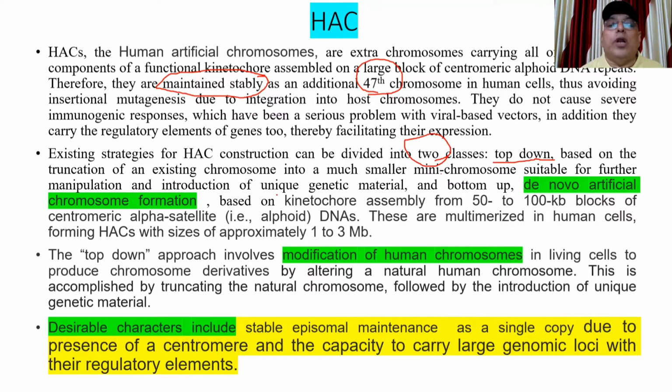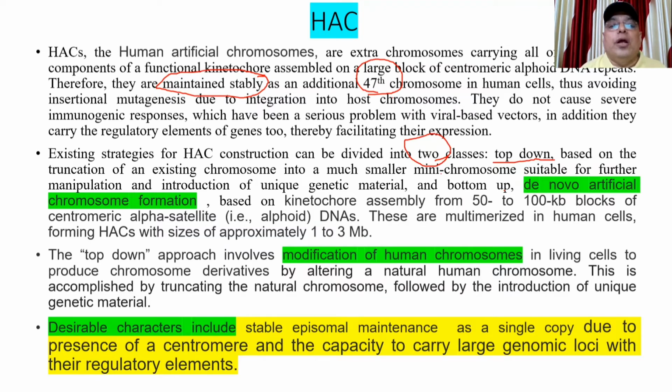In the top-down approach, what we do is truncate the existing chromosomes. That is, we cut short the existing chromosomes, and then we add the desired stretch of DNA, and that's how we produce a mini chromosome. That chromosome can be introduced into a system, and it is able to divide because it has all the necessary components that a chromosome needs for its survival.